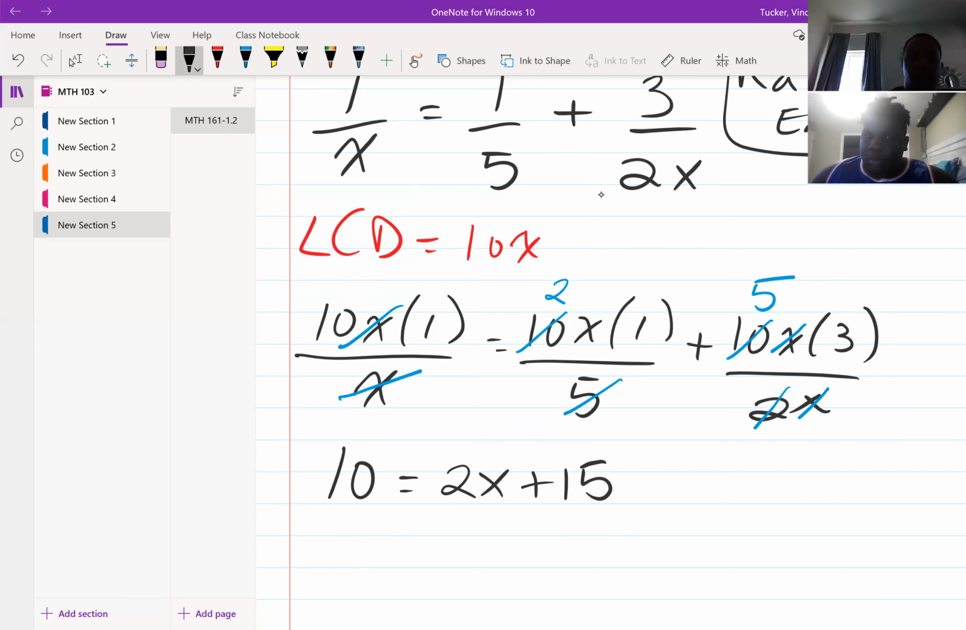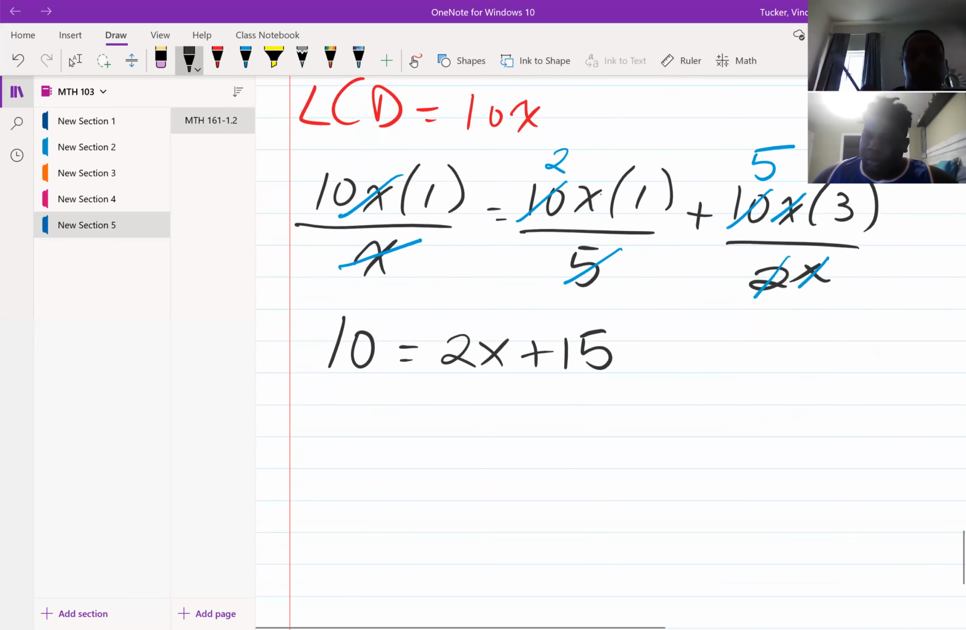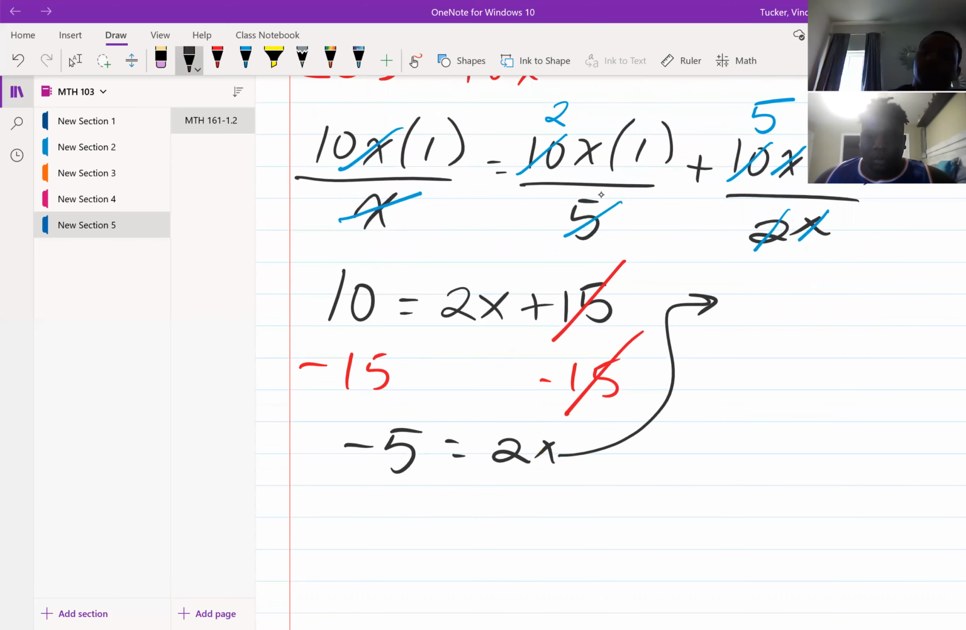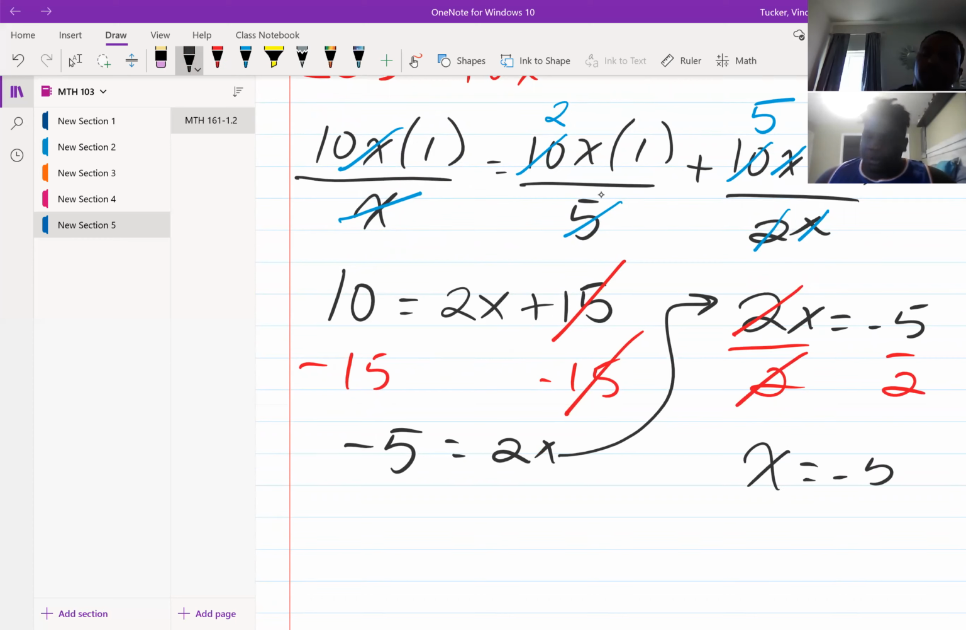All right, so once you're here, we follow the same rules as if it was a regular linear equation. Subtract 15. So we have negative 5 equal to 2x. And then we can finish it off by dividing by 2. Negative 5 over 2 is our answer.